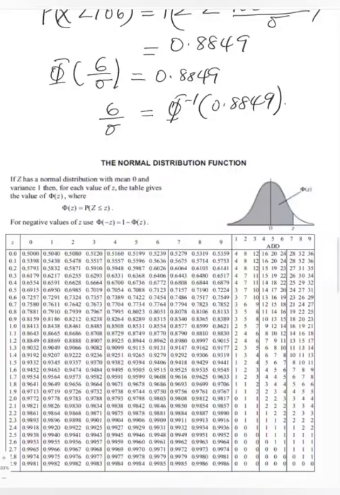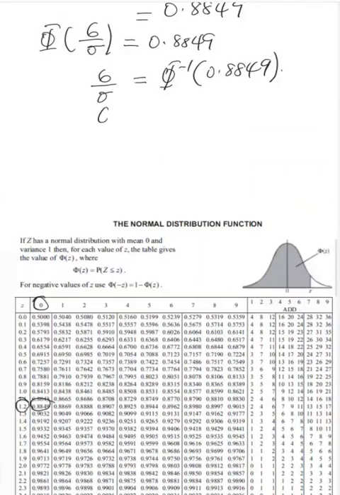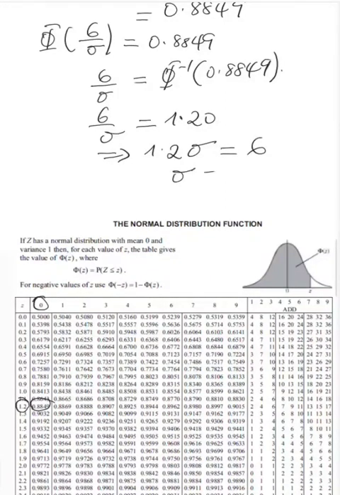So to read phi inverse of 0.8849, I would look in the body of the table. So this is 0.8849. It is found on the table, and it corresponds to the z-score of 1.2 and 0 for the second decimal place. We then have that 6 all over sigma equal to 1.20, so that 1.2 sigma equals 6, and sigma then will be equal to 6 all over 1.2.